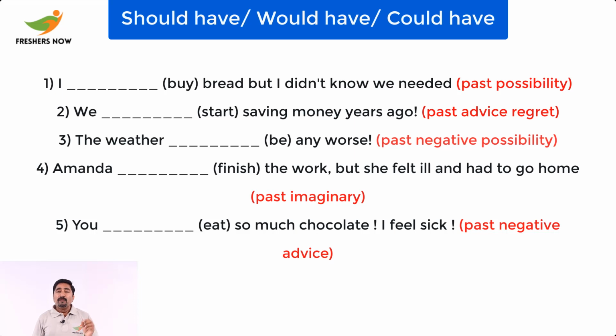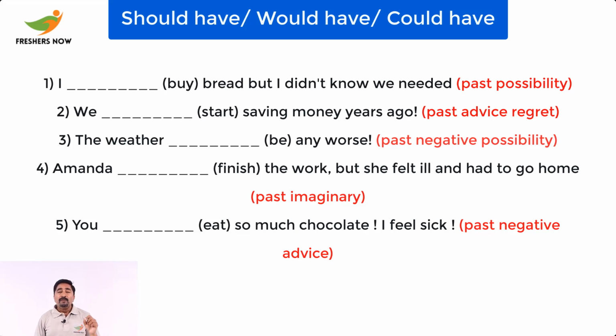The next one: the weather, with a blank, and in the braces you are given the be form to be used as well. Any worse, then you can use it here as past negative possibility. Now let's see the other one. Amanda, and the blank, finish the work, but she fell ill and had to go home. In that case, what do you use? It is past imaginary.